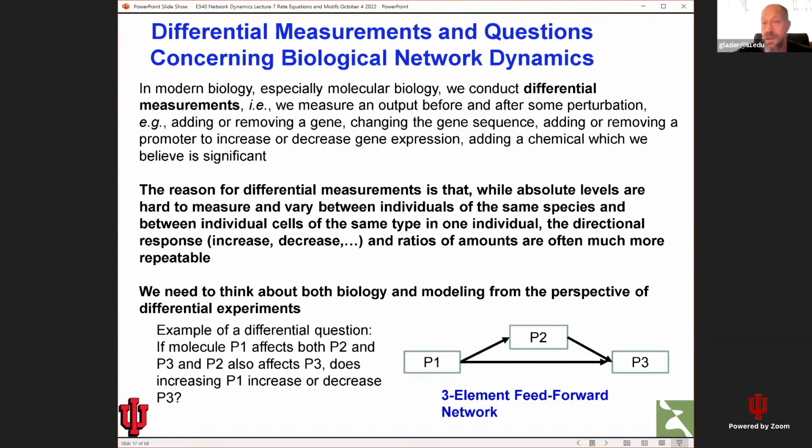In particular, the time scale over which P1 affects P3 indirectly could be slower or faster than the rate at which it affects it directly. That means that we can have interesting temporal behavior as well as long-term behavior. And so this is a framework that we can use to begin to think about these problems. This is called the feed-forward network because P3 doesn't come back and affect P1 or P2.